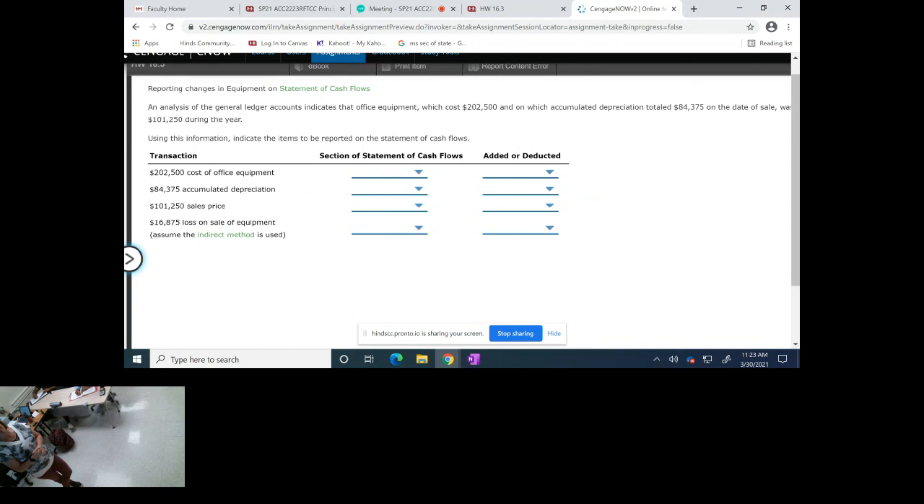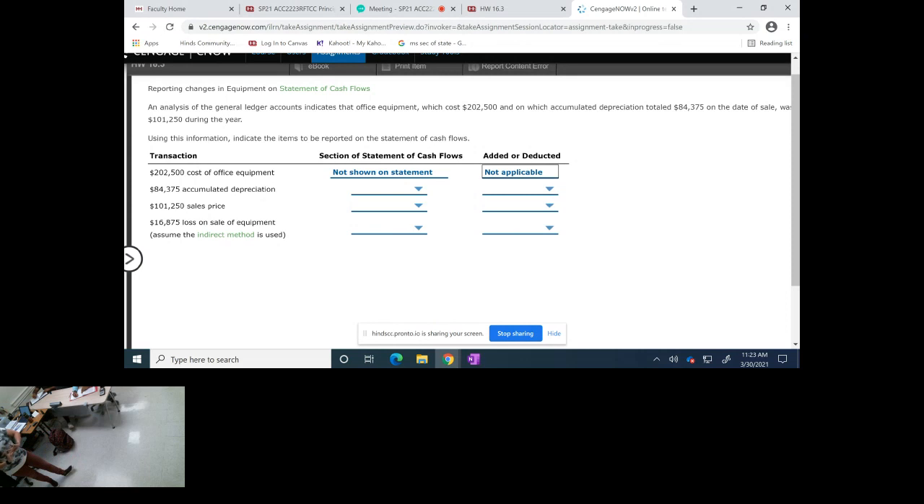thought process. So the first transaction on here is $202,500 cost of office equipment. Well, they're just saying that's the balance in the general ledger. They're not telling you that was purchased this year. So this is not going to be shown on the statement and it's not applicable.